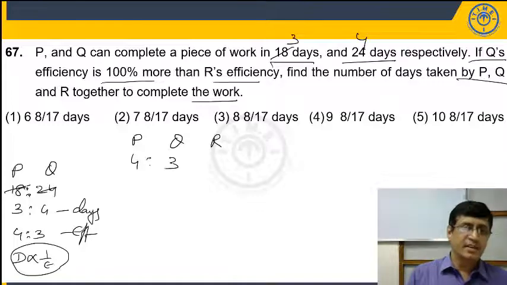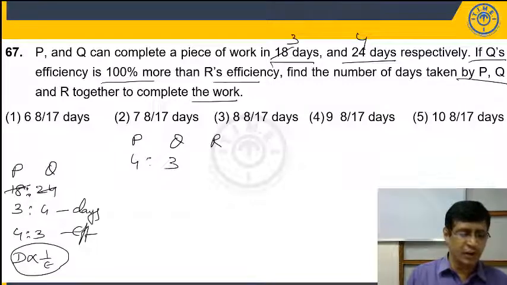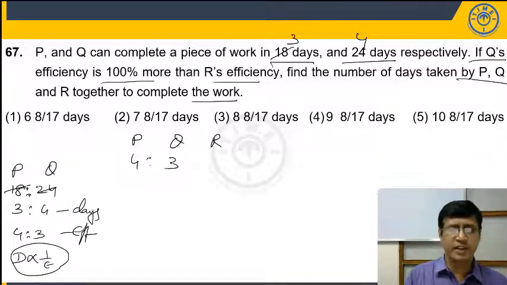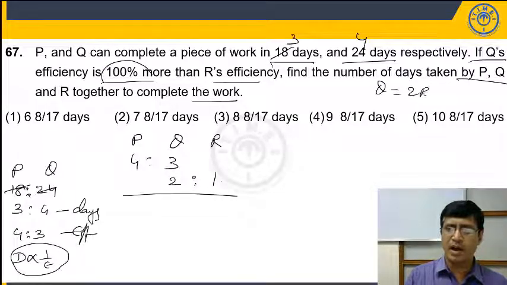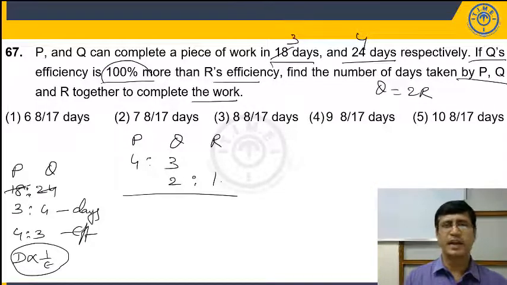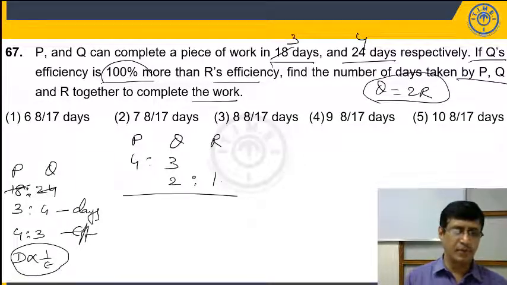Now what is it saying here? R and Q. Q is 100% more efficient than R. So when R is equal to 100, Q is equal to how much here? 100 plus 100, 200%. Am I right? So what is the ratio of Q and R? It is 2:1. So Q is 100% more efficient means Q is equal to 2 times R. Q by R is equal to 2 by 1, which is 2:1. Now simplify this.